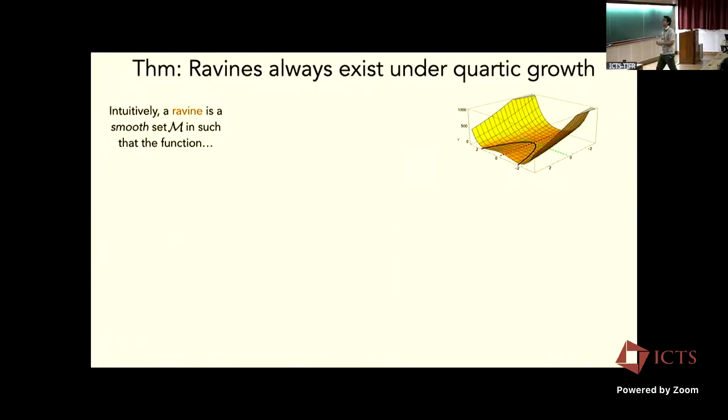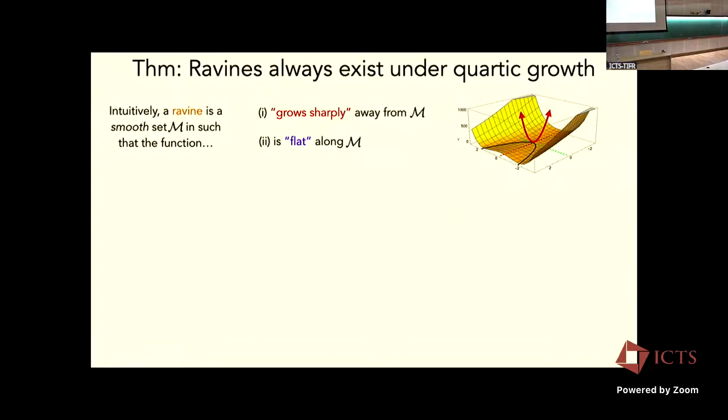And so what we showed in this paper was that ravines always exist as long as you have 4th order growth for your function, and your function is at least, I think, C5, maybe C6, but you know, sufficiently smooth. Okay. So intuitively, we call a set in the domain a ravine if it's smooth, and in directions normal to the ravine, you grow sharply, and along the ravine, you're flat. You have a flattish behavior, okay?